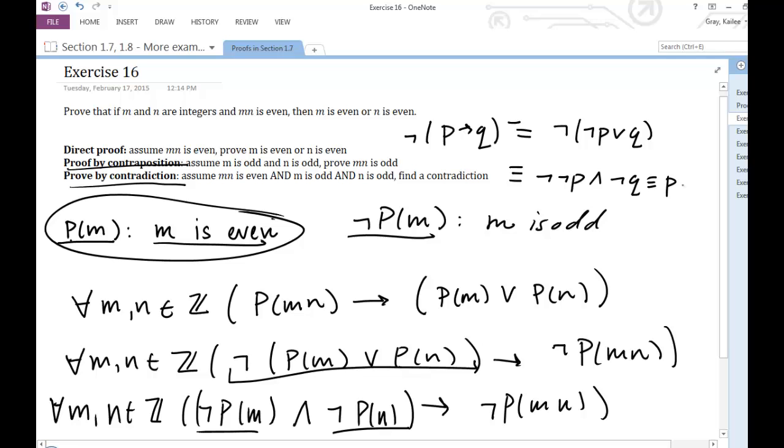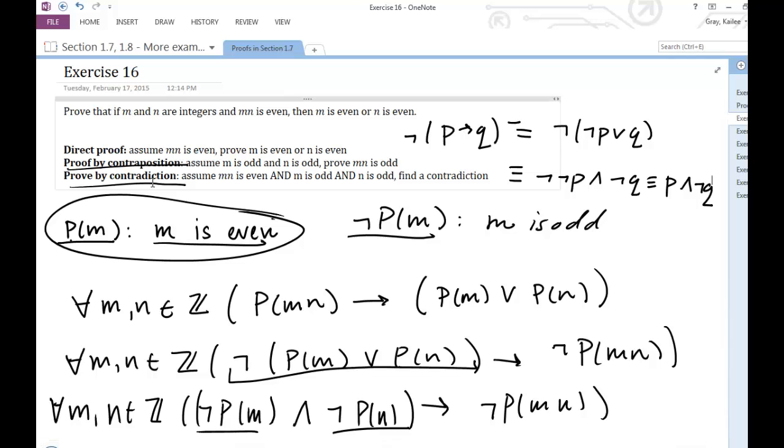So if we want to do a proof by contradiction, we'll assume our hypothesis and the negation of our conclusion. Here, we'd assume that mn is even and the negation of my conclusion, which is m is odd and n is odd. So we'd assume all this at once. This is different than the direct proof and contraposition, because with direct proof and contraposition, we're assuming only one thing about our hypothesis or our conclusion. With proof by contradiction, we negate the whole thing and assume that's true.